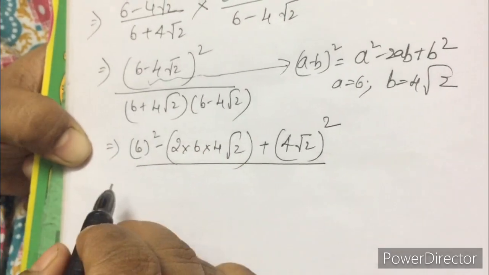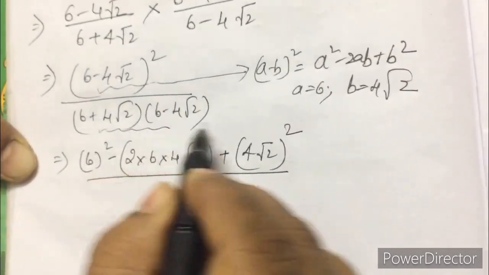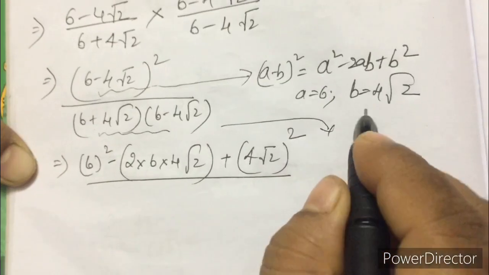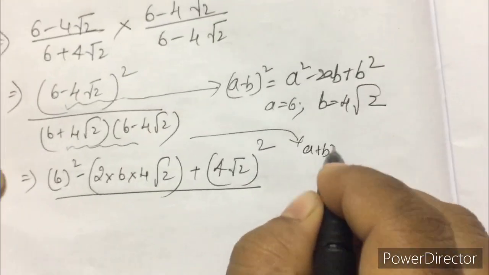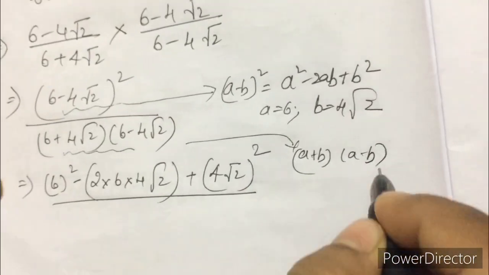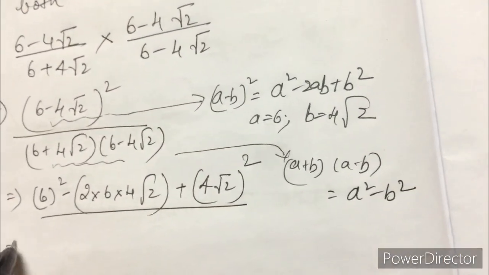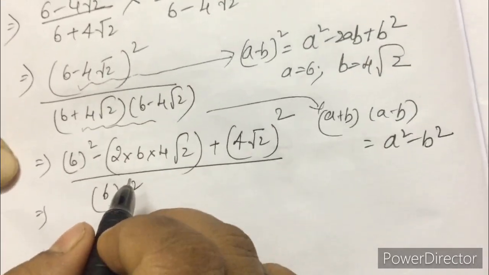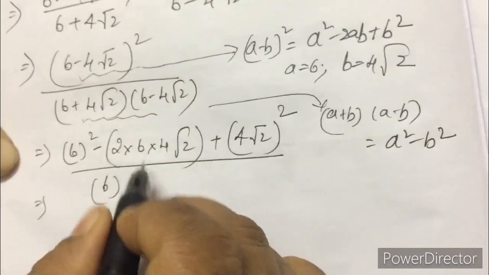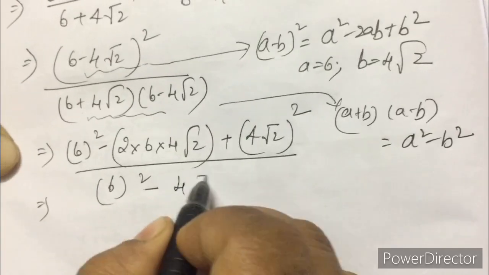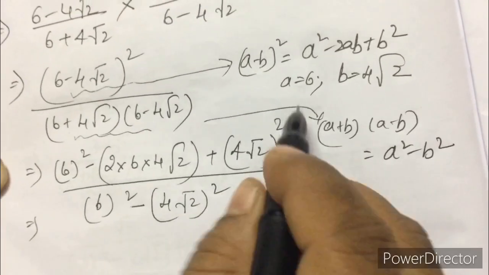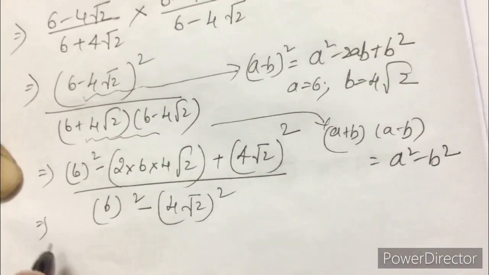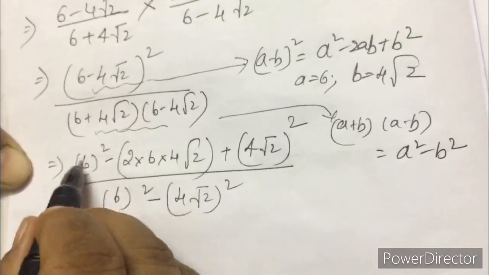Divided by, this is in the form of A plus B and A minus B. As in the previous problem, the fifth problem, I am writing here the formula. Please observe it. A plus B into A minus B equals A square minus B square. Substitute here. 6 whole square minus B, how much is B? 4 root 2 whole square. Same. Clear?